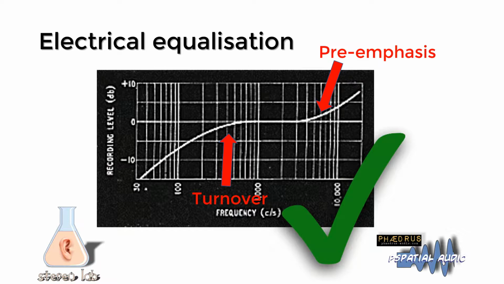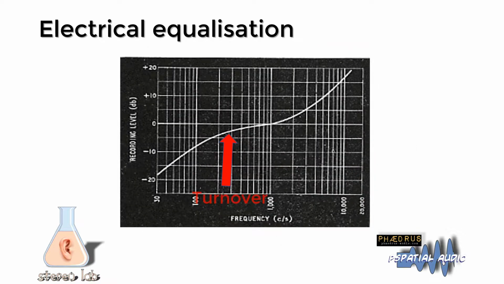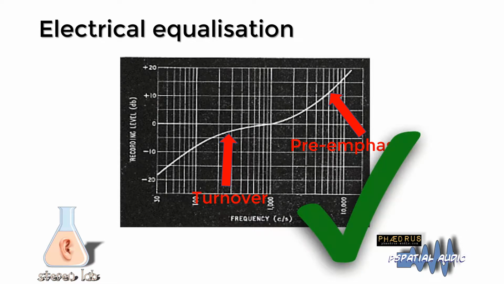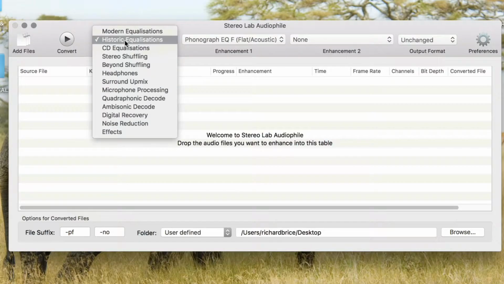Now eventually turnover and preemphasis were such a good idea that they almost met in the middle, which is more or less where we are today, what is known as the RIAA characteristic, the one with which all modern records are recorded. And of course we support that. So let's have a look at the menus for equalisation.